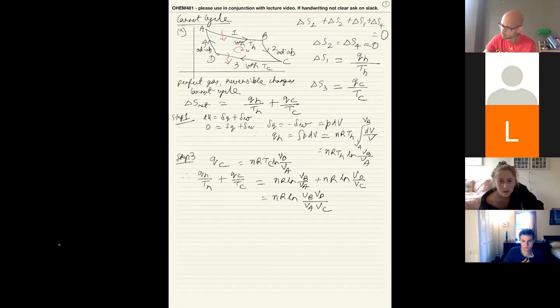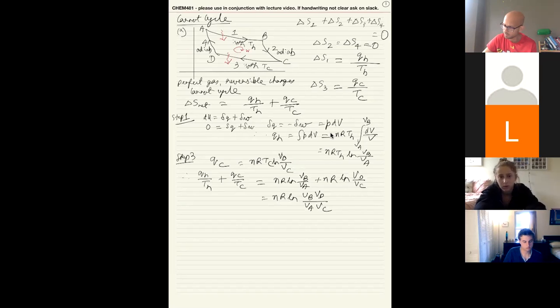So we want to show that this thing, NR ln VB VD by VA VC... should QC be ln D? Oh, it is. Sorry about that. It is VD by VC, correct. So I corrected it here. And we want to show that this thing is equal to 0. How do we do that?